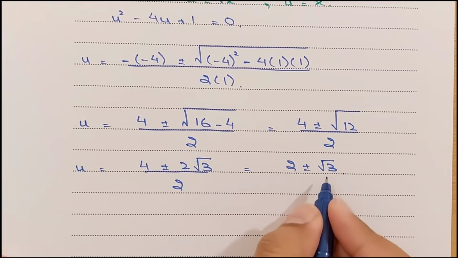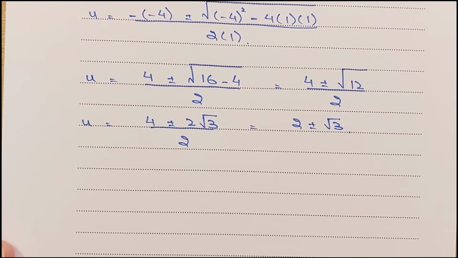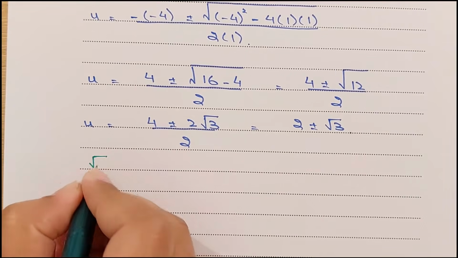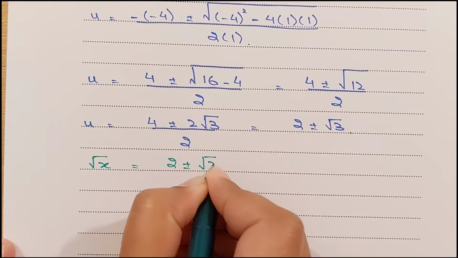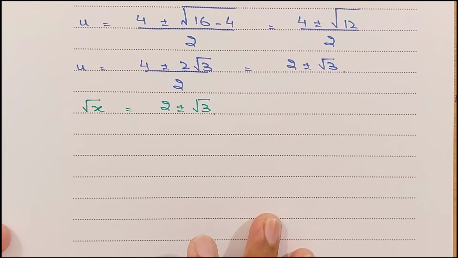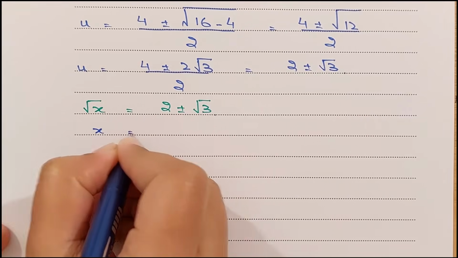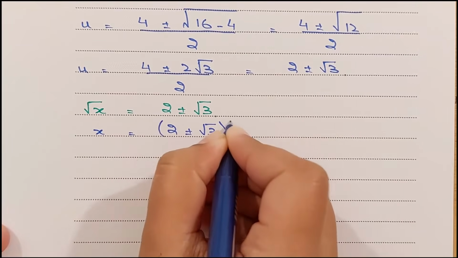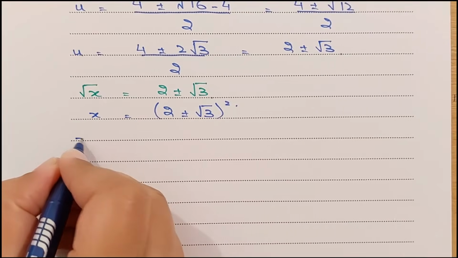Now let me substitute the u back. So u is square root of x. We have to solve for x, right? So here the u is square root of x, so square root of x is basically 2 plus minus square root of 3. And we have to solve for x, not square root of x, so we have to square on both sides. So x is equal to 2 plus minus square root of 3 whole squared.